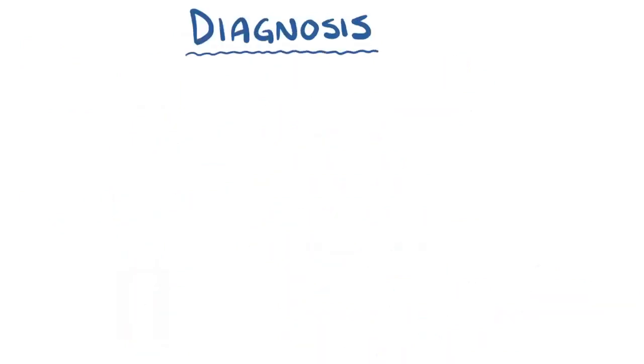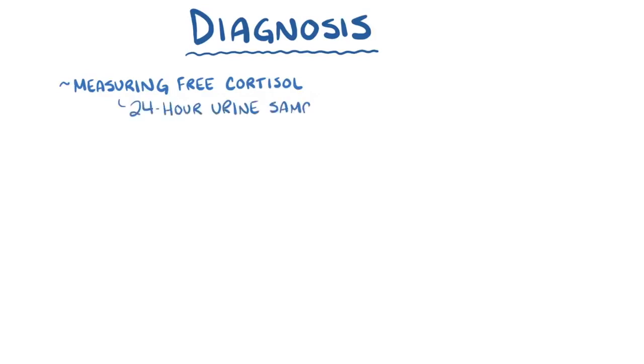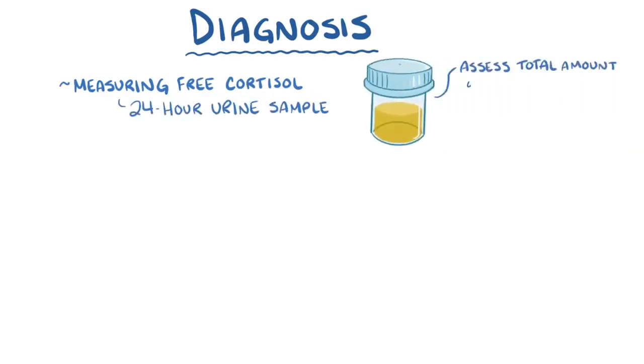Diagnosis of Cushing syndrome is initially based on measuring the free or unbound cortisol in a 24-hour urine sample, in order to assess the total amount of cortisol excreted in the urine over a 24-hour period.